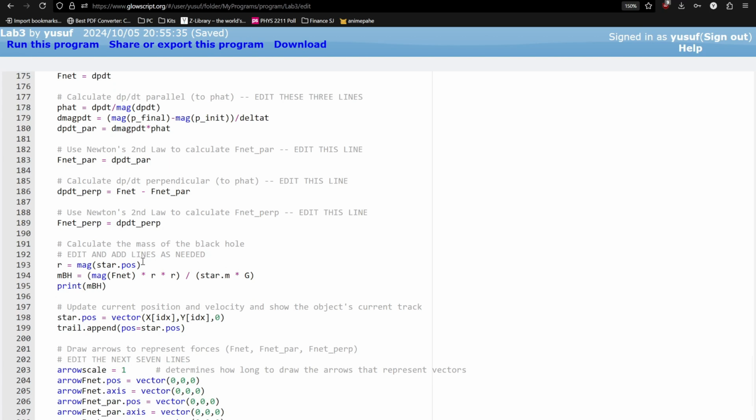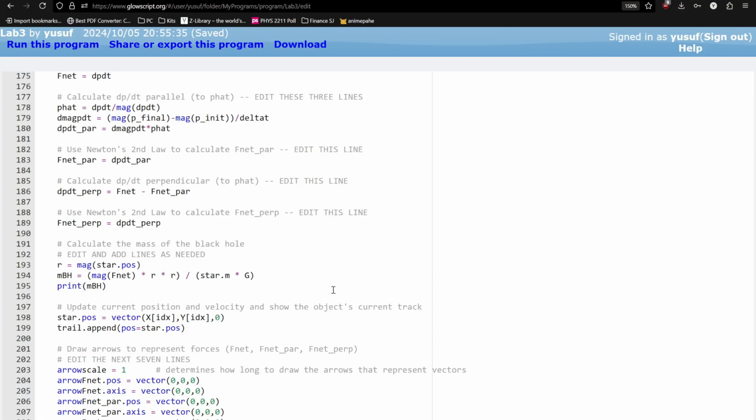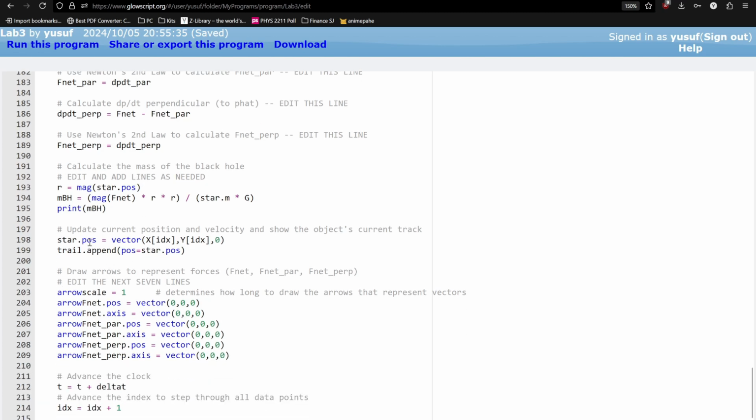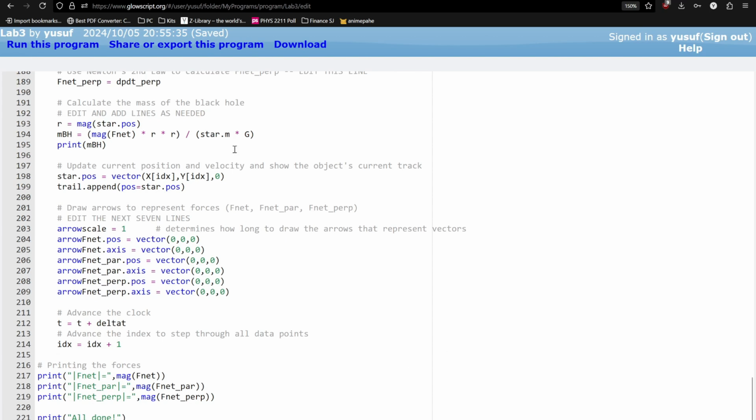And down here, this is how we calculated the mass of the black hole. So here are the calculations, how we did that. We know that F net in the perpendicular direction is simply equal to the force of gravitation. So once we rearrange, we can find M. And that equation is simply represented over here. And down here is how we update all of our positions and draw everything.